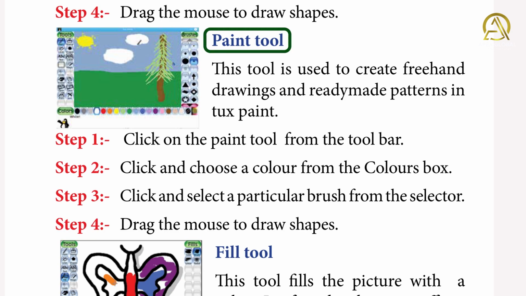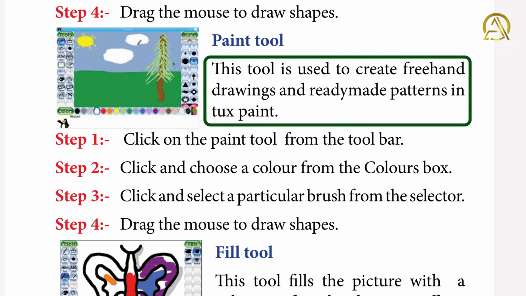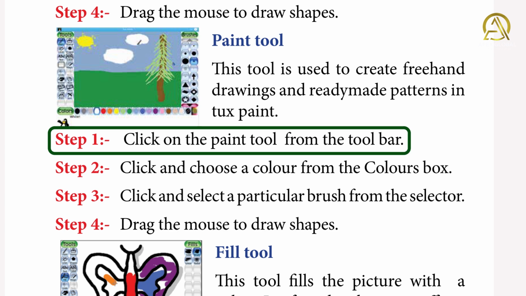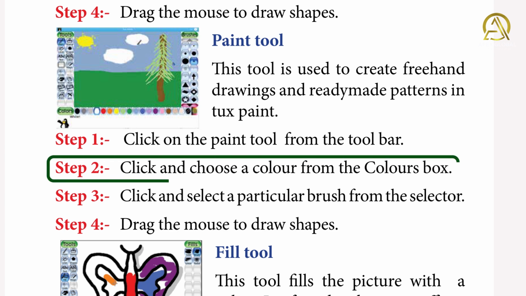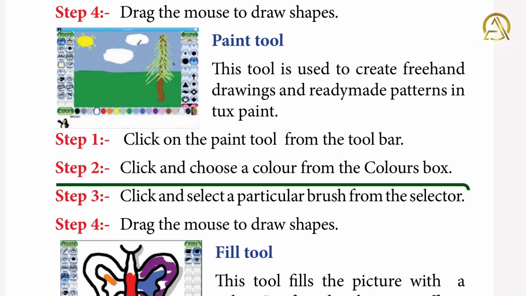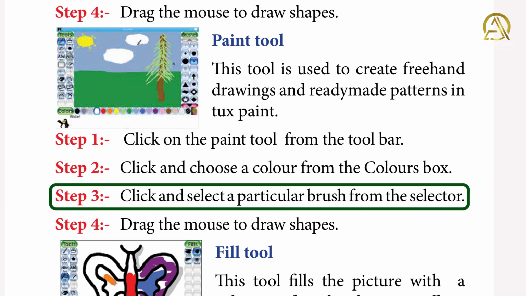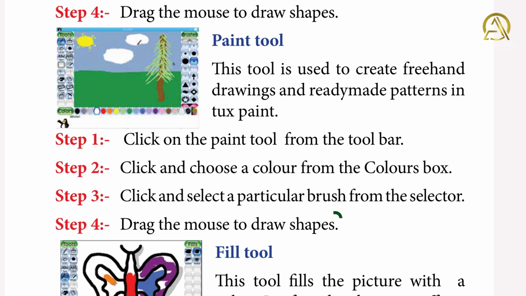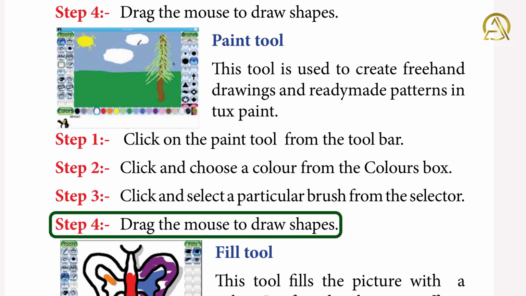Paint tool. This tool is used to create freehand drawings and ready-made patterns in Tux Paint. Step 1. Click on the Paint tool from the toolbar. Step 2. Click and choose a color from the color box. Step 3. Click and select a particular brush from the selector. Step 4. Drag the mouse to draw.